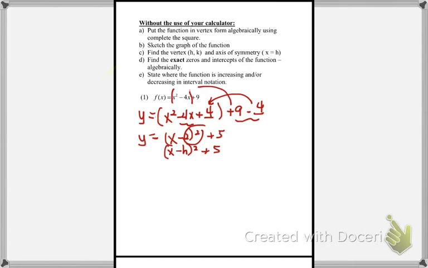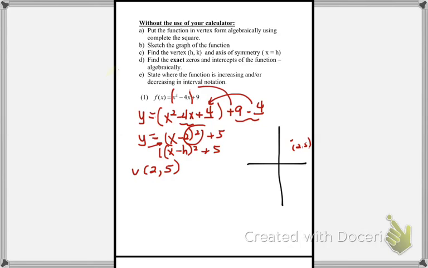It also goes by your transformations. A is 1, it's positive, it opens up. The negative h is equal to negative 2, so your vertex is at 2, 5. And there's our transformation as well. It's a horizontal shift to the right 2 and a vertical shift up 5. So your vertex is somewhere around here, 2, 5, and your parabola is opening up.